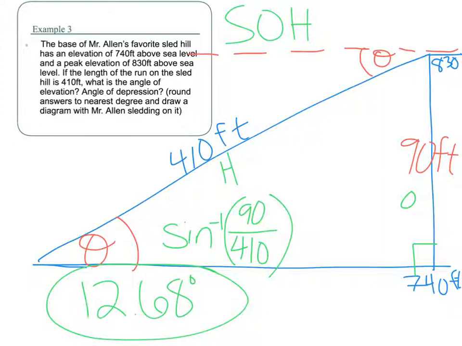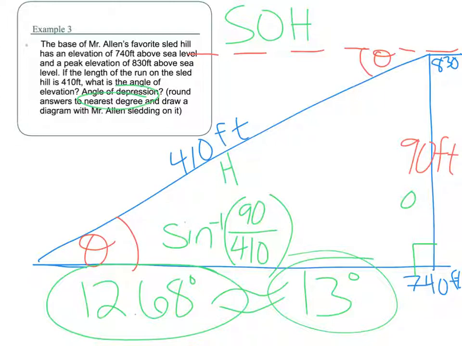Woo! All right. I just read over my directions again. It said round to the nearest degree. What would that mean? That would mean it is 13 degrees. About 13 degrees then, if we're doing to the nearest degree. Got to round up.